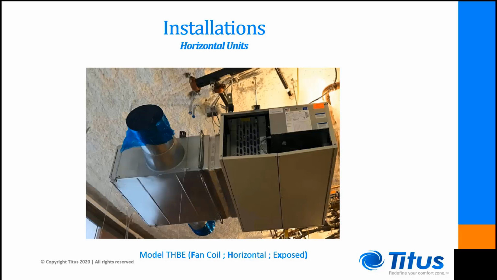A wall or ceiling structure will be installed around the ductwork to hide it from view. The unit itself does not need to be hidden away from view and will be seen in the occupied space once construction is complete.